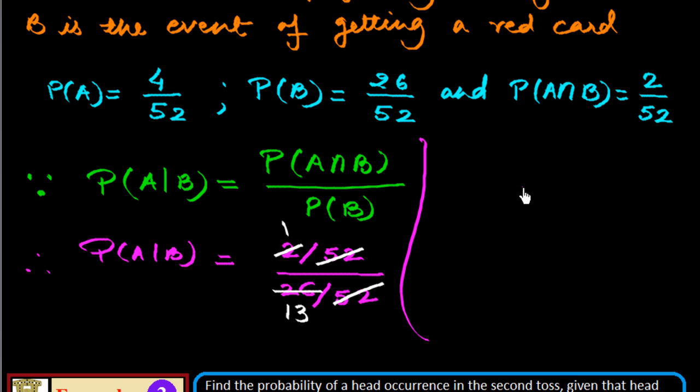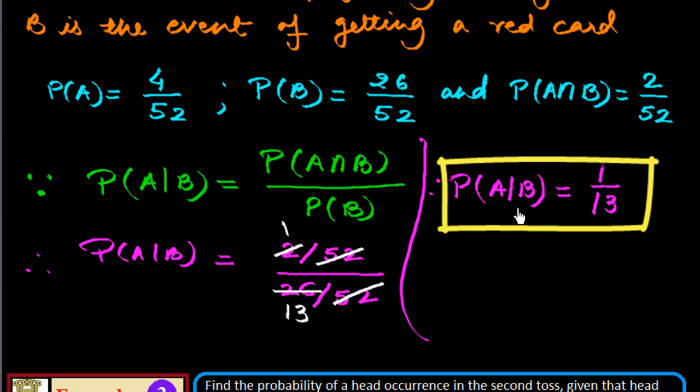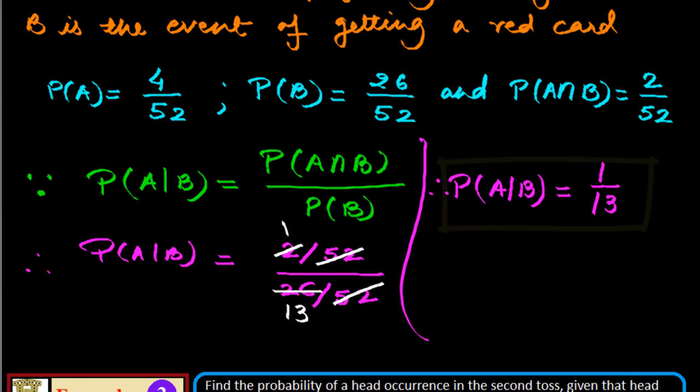So finally we get probability of A given B is equal to 1 over 13. So in this way we have got the probability of A given B, 1 over 13. So this is the probability that the given card is a king, when it is already known that it was a red card. So in this way we find the conditional probability. Now we see another example related to case 2, where both events are independent.